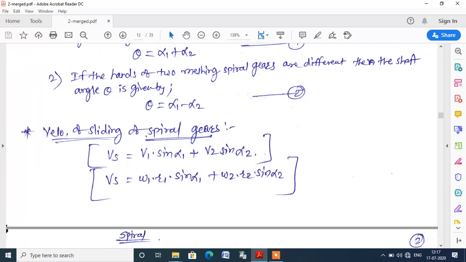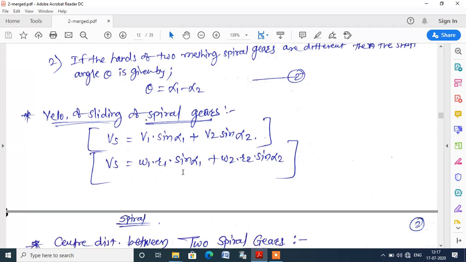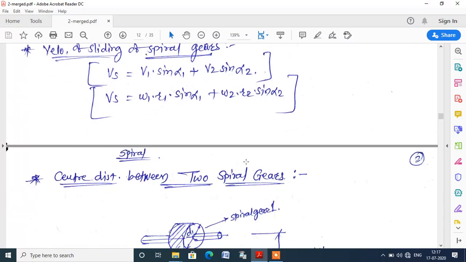Now, the velocity of sliding of spiral gears. The velocity of sliding is equal to v1 sin alpha 1 plus v2 sin alpha 2. V1 is nothing but R omega, so omega 1 R1 into sin alpha 1 plus omega 2 R2 sin alpha 2. Again, this equation you have to just remember.